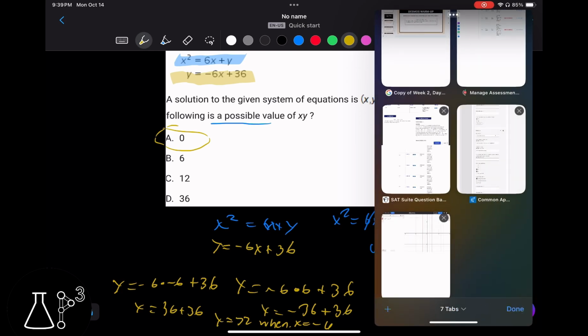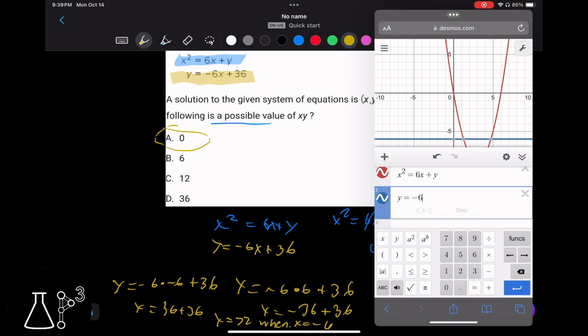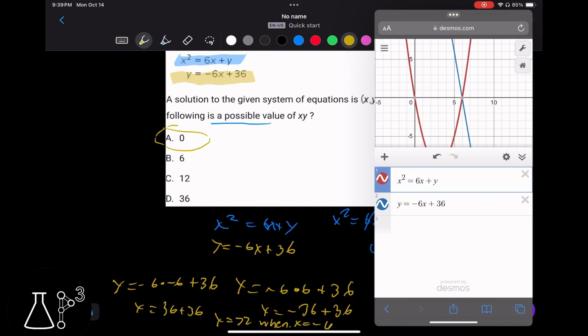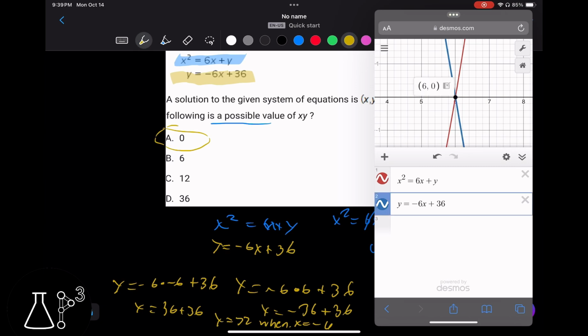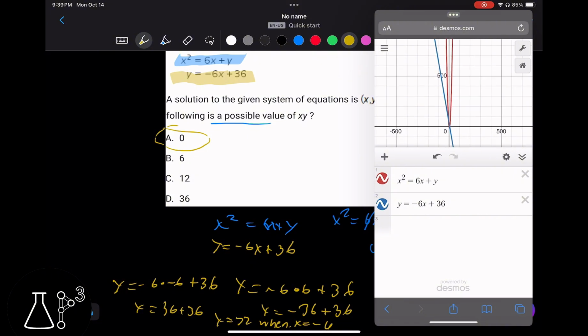Open up Desmos. If I refresh, I'm going to get x squared which equals 6x plus y. And if I plug in the second equation, y equals negative 6x plus 36, if I look, it intersects at exactly 2 points, right? One over here, and (6, 0), which is the ordered pair that we use. And if we zoom out a lot, we can see that it intersects at another point at (negative 6, 72). So therefore, because we can't use that ordered pair since it's not one of the solutions, our answer is A, 0.